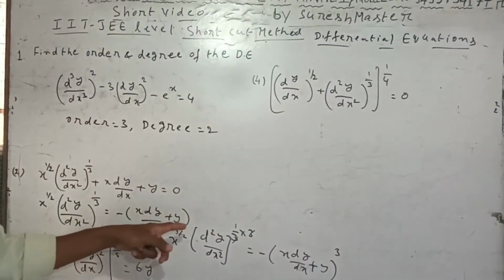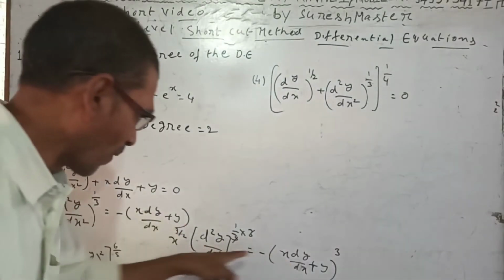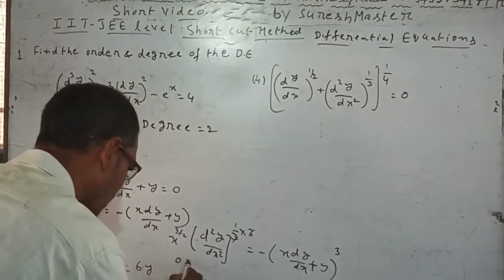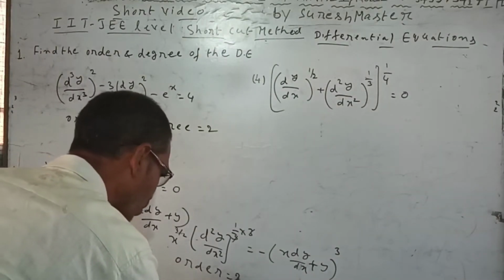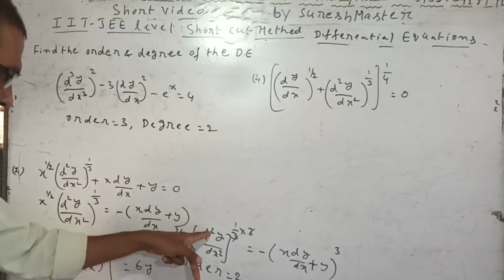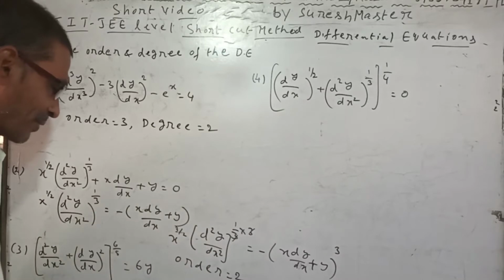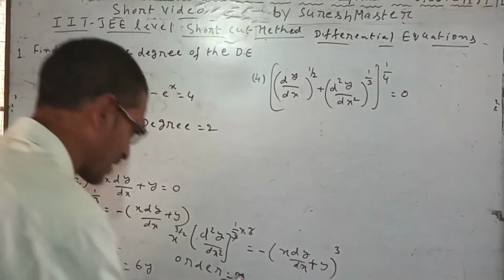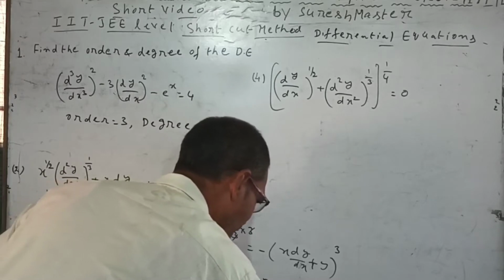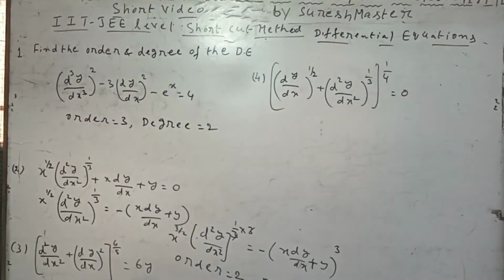So these 3s get cancelled. What is the highest order, 1 and 2? 2 is the highest order. So order equal to 2 and the exponent is 1. So d square y by dx square whole power 1. There is no number, that means we can consider degree equal to 1. Degree equal to 1.